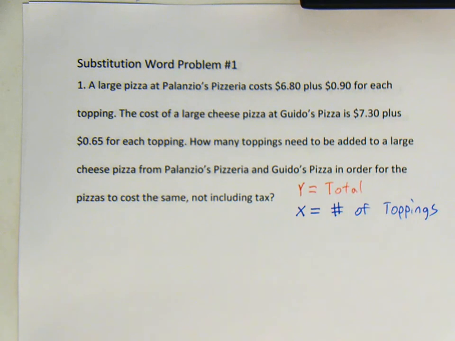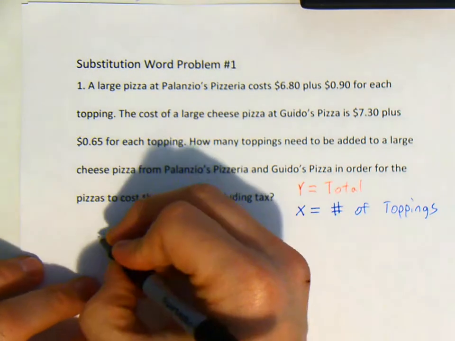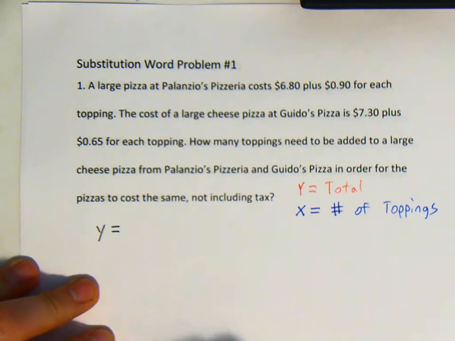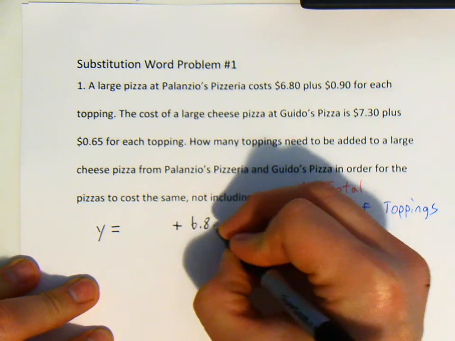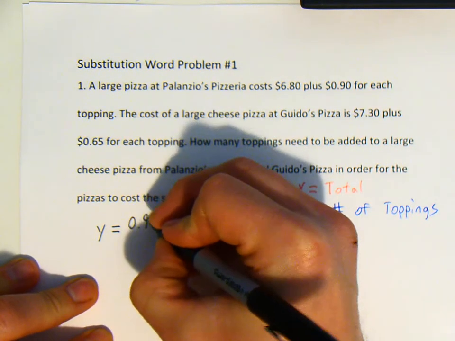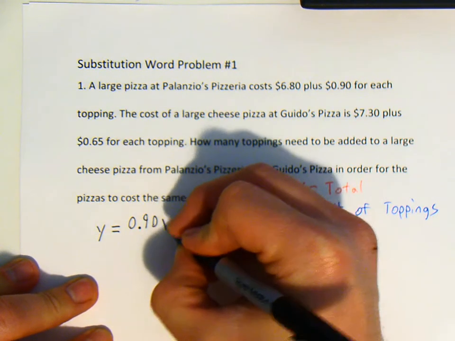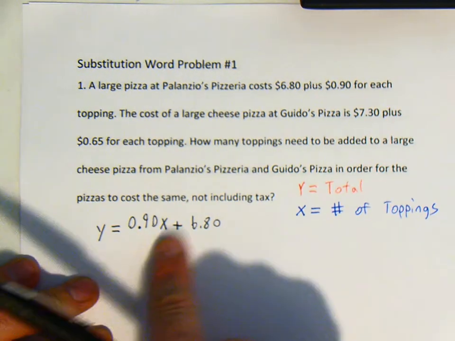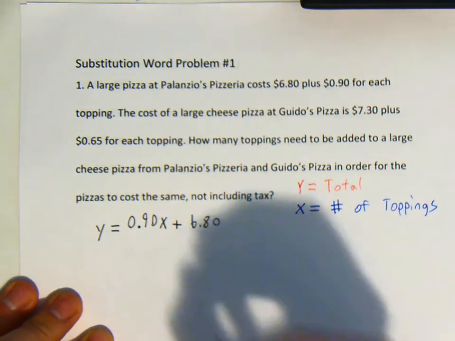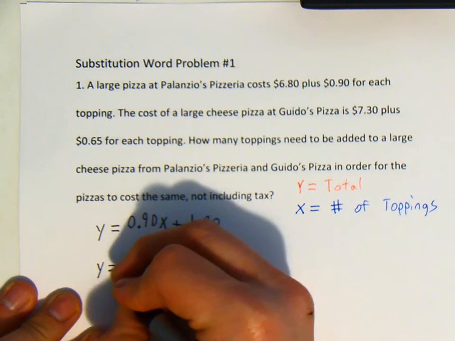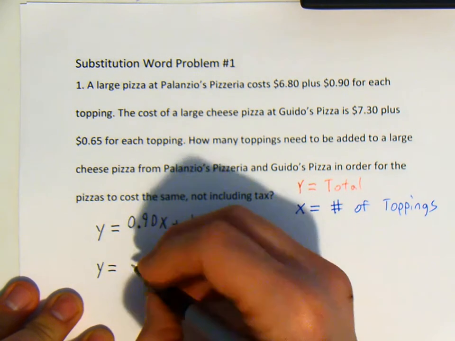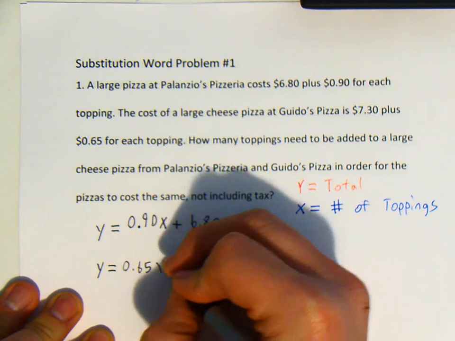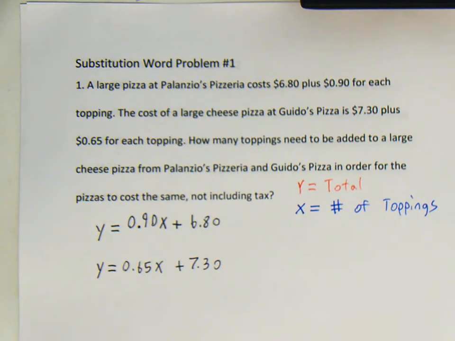So our first equation at Palanzio's Pizzeria is y equals, so the total cost is equal to, and I'm going to write it a little differently, $6.80 plus 0.90x. It's 90 cents for each topping plus the cost of the cheese pizza. The other equation is y equals the cost of the pizza, $7.30, plus 65 cents for each topping. And now we're going to solve via substitution.